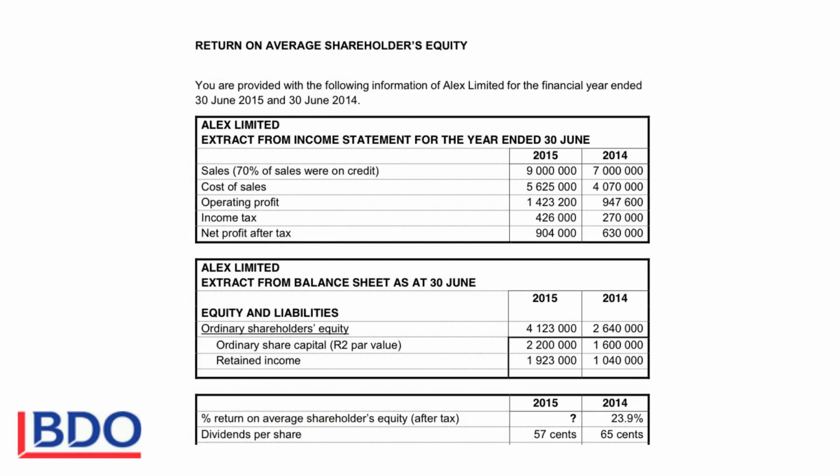Good morning. We will pay attention to analysis and interpretation today, and we will pay special attention to the return on average shareholders' equity. Return means how much profit is made by the equity, that is the capital that was provided by the shareholders. You are provided with information from the income statement and from the balance sheet, and they also give us information about the return on shareholders' equity for 2014, so we don't have to calculate the amount for 2014, we only have to calculate the amount for 2015.